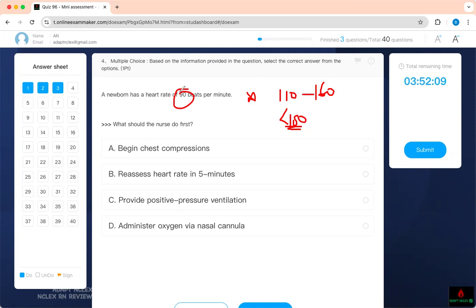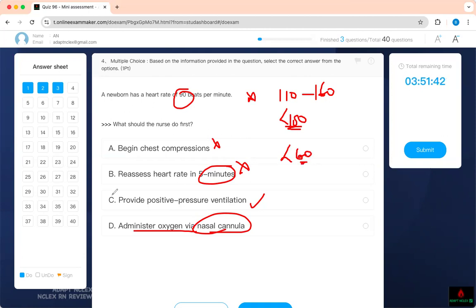Which of these answer choices indicates respiratory support? Chest compression is not respiratory support, it's for cardiac. Reassessment 5 minutes later is not good. Giving positive pressure ventilation is the best answer. Administering oxygen through nasal cannula is not enough. The next thing is if the heart rate goes below 60, yeah, you have to intubate them.